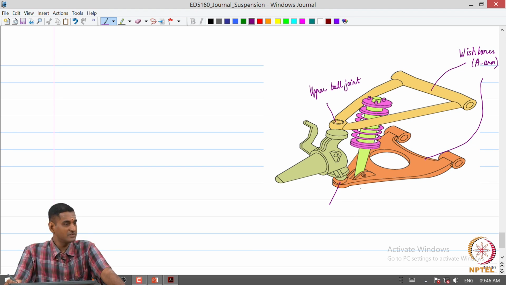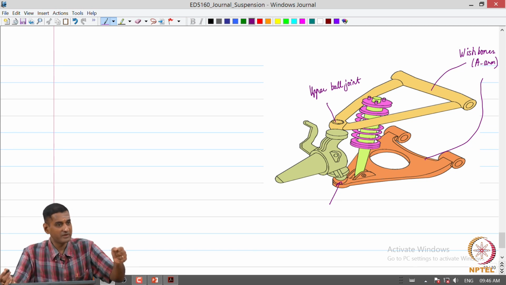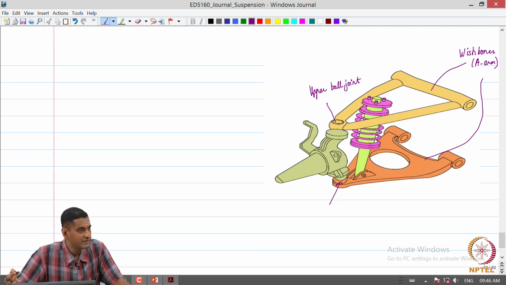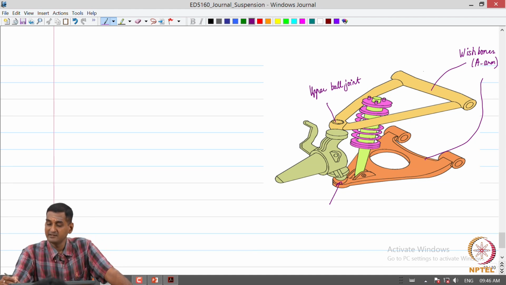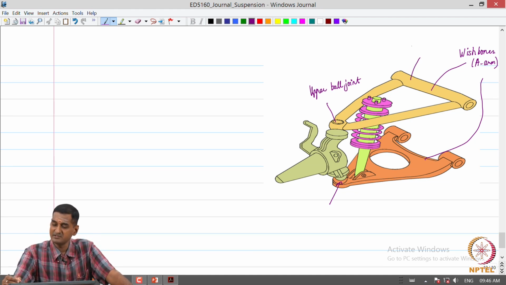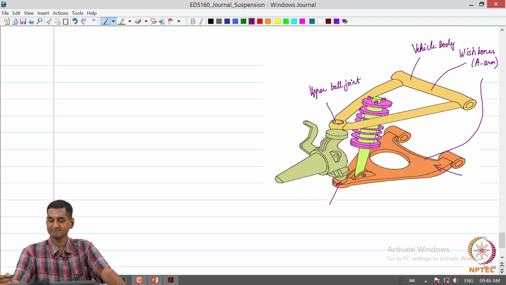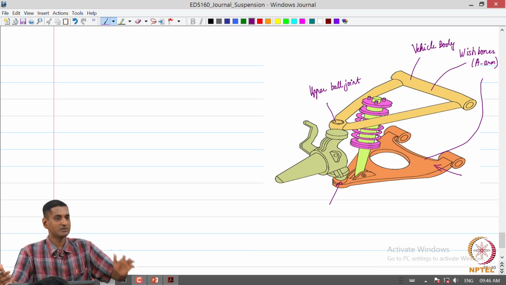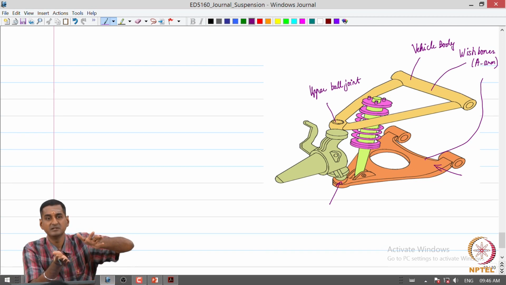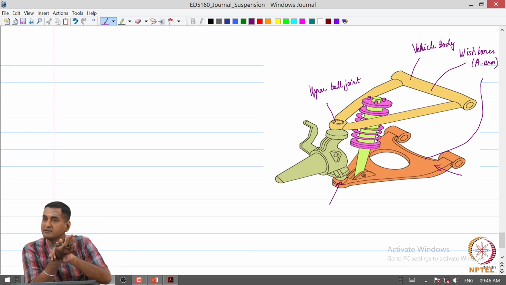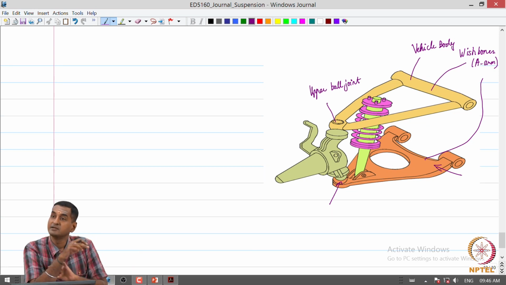So, there are two ball joints at which these wishbones are connected. So, there is good support at both the bottom and the top, and then at the other ends, the two wishbones are connected to the vehicle body, this side and this one. So, there is good structural support between the wheel assembly and the vehicle body.